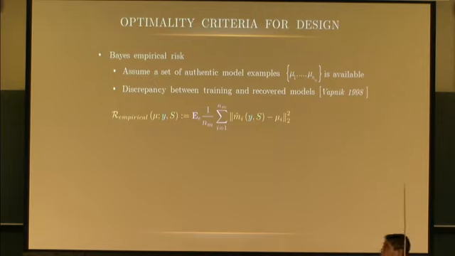So what we can do is what people have been doing in machine learning for a while. We can come up with some authentic examples of models, so some samples of the prior if you want. And we would try to find the experimental design parameters such that the recoveries for those models will be as close to those authentic examples that we provided. And this is called an empirical estimate of the Bayesian risk, just to put things in context.